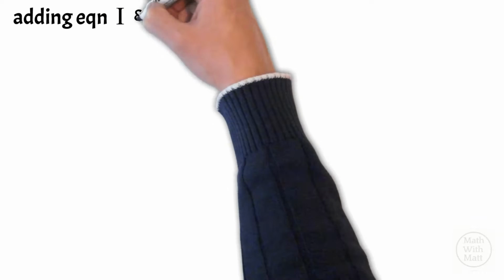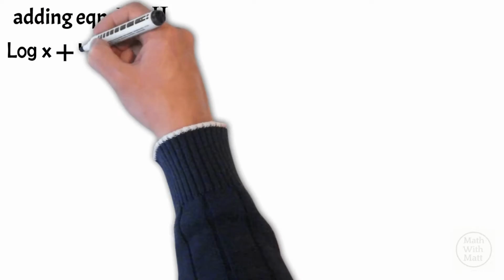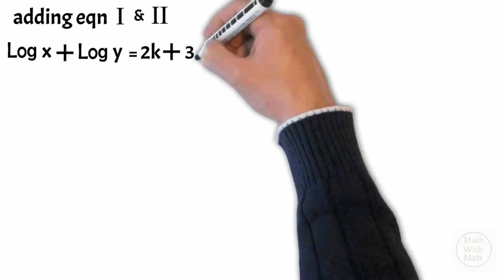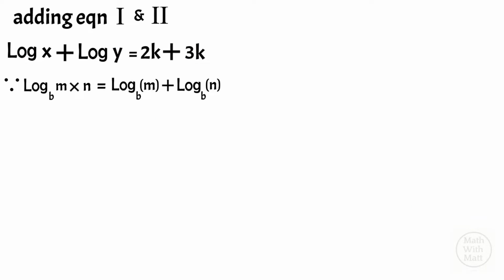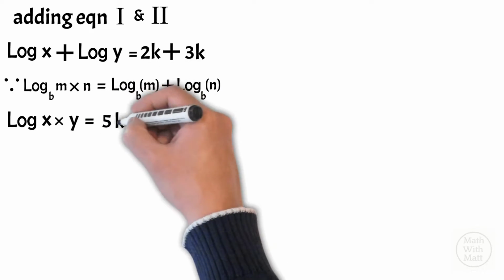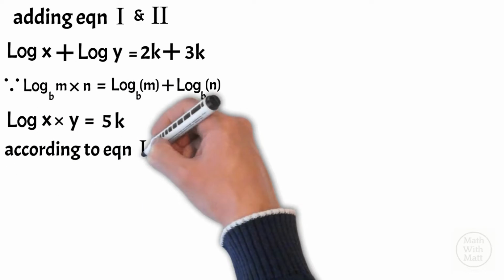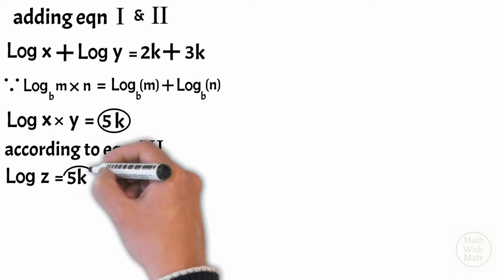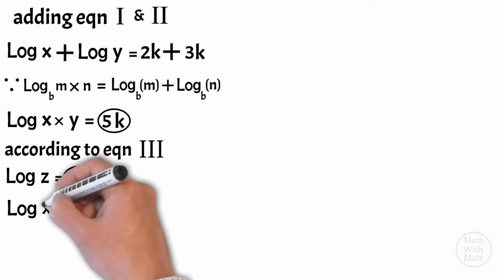Now we add equation number 1 and 2. And we decide to add these because of what is asked in the question. What we get is log x plus log y equals 2k plus 3k. And after using log of product, we get log of x times y equals 5k. And we do observe that log of z also equals 5k, so we equate log z to log of x times y.